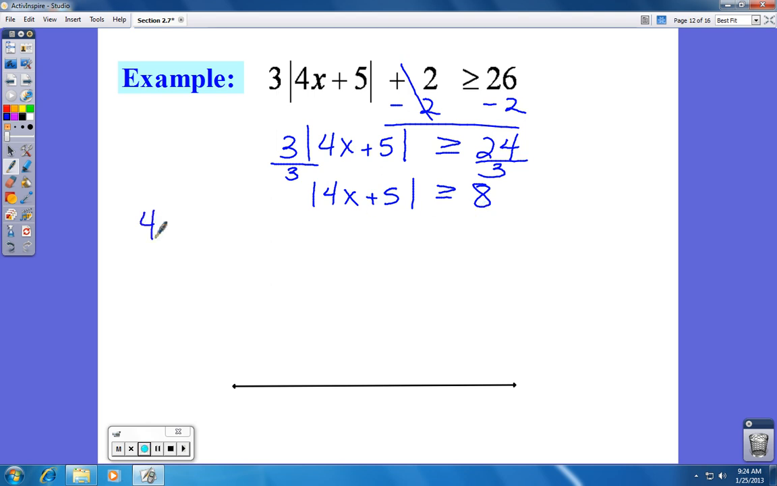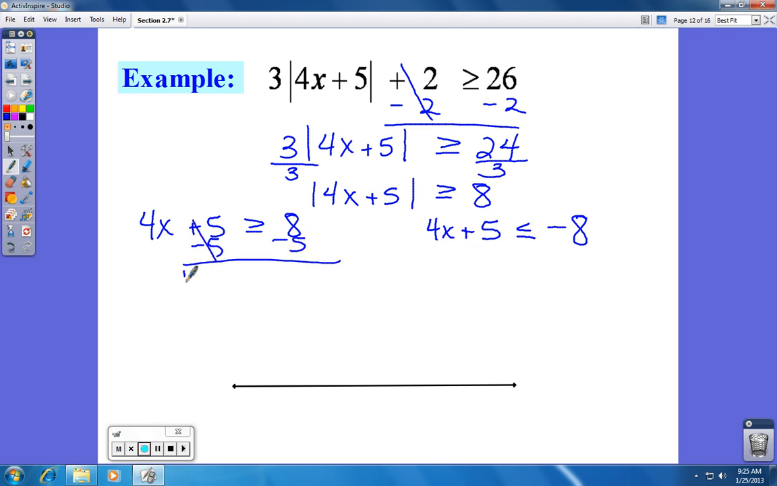The first inequality is going to stay like it is, which is 4x plus 5 greater than or equal to 8. And your second inequality will be 4x plus 5, but instead of greater than, we need to remember to reverse our symbol to become less than or equal to, and change our value to a -8. Once we have reversed the symbol and changed from a +8 to a -8, now we can solve each inequality.